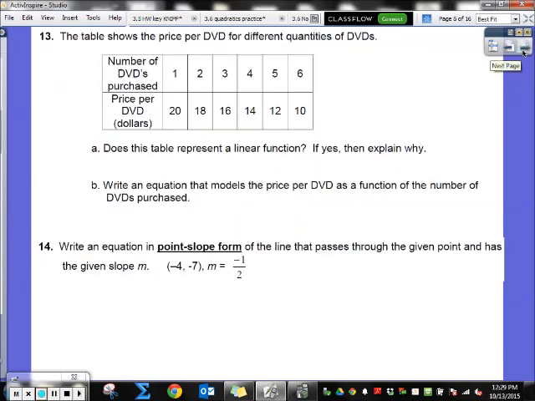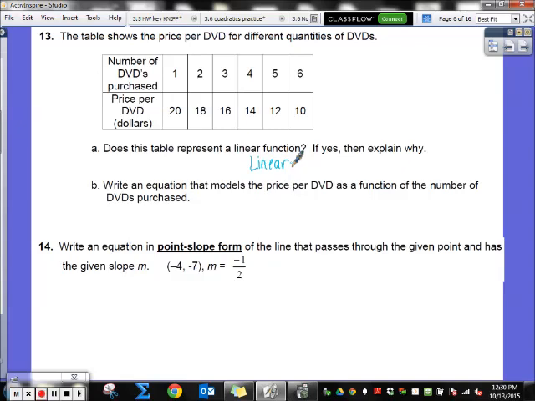Okay, number 3, the table shows the price per DVD for different quantities of DVDs. Does the relationship represent a linear function? So you just have to see if there's a constant rate of change. Well, I can see that the number of DVDs is going up by 1, so that is constant. And I can tell the price per DVD is going down by $2 every time. So yes, this would be linear.